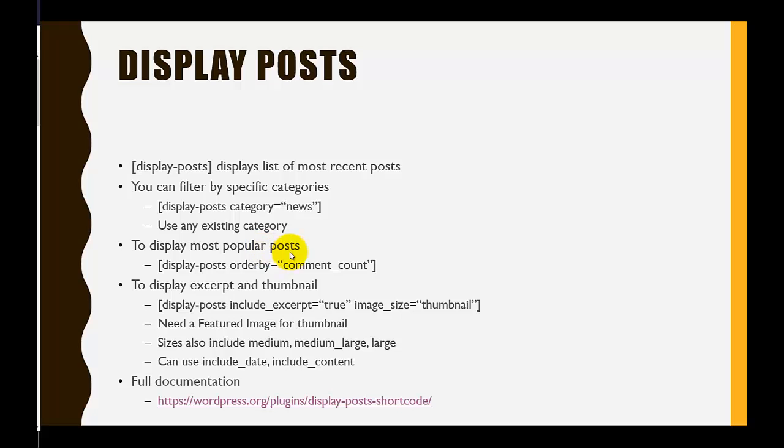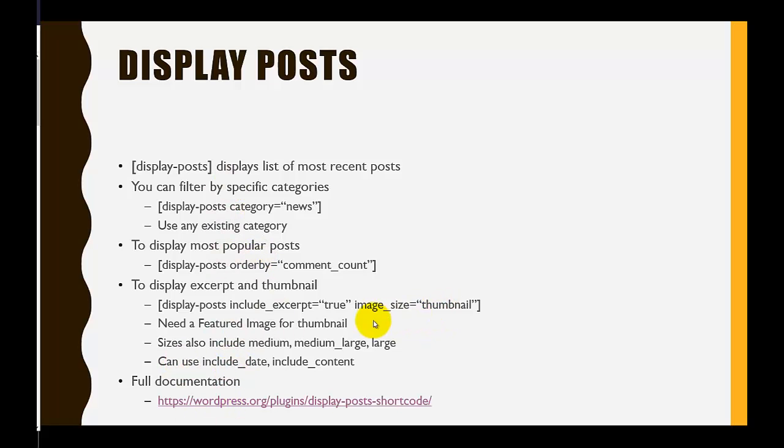To display your most popular posts by comment count, after the display dash posts, have a space, order by equal, and then comment underscore count in your quotes. This next one involves a couple of attributes to display both an excerpt of your post and a thumbnail. After the initial left bracket and display dash posts, include underscore excerpt equal true in quotes, and then after a space, image underscore size equal thumbnail will give you an excerpt from your post and then a thumbnail image to work with. And we'll see examples of all these in just a second.